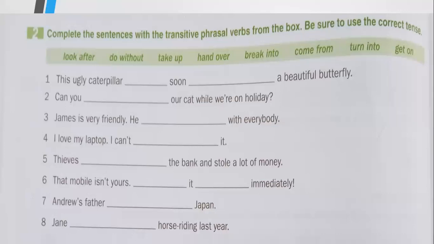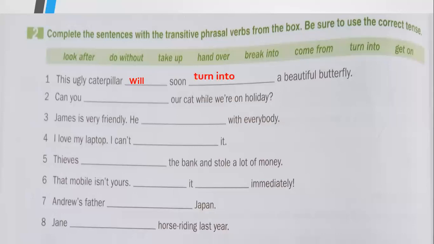This ugly caterpillar soon a butterfly or a beautiful butterfly. هلا هي اليرقة كانت بعدين تتحول إلى فراشة. So give me a phrasal verb that means to change. Excellent. اللي هي will soon turn into.